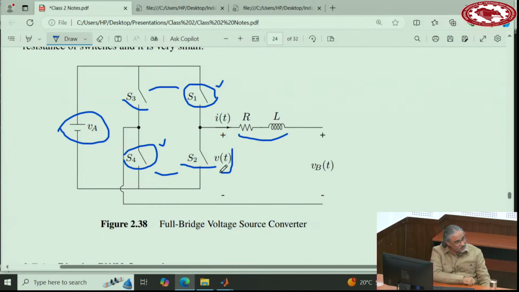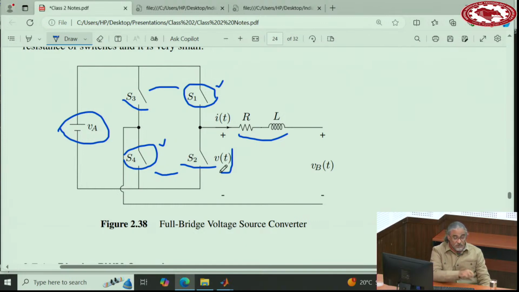Device rating can be chosen small because now the voltage blocking is going to be half. Across each switch? No, I don't think so. Is it? It will be the same. I think it's the same. For the same amount of VA, it will be the same.